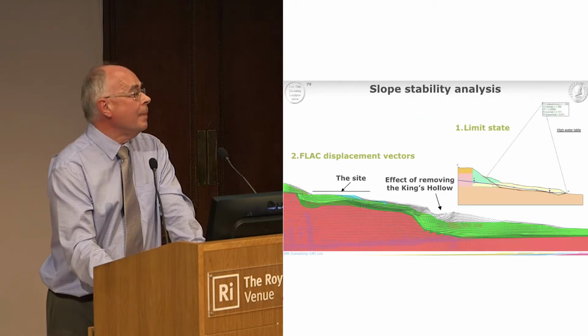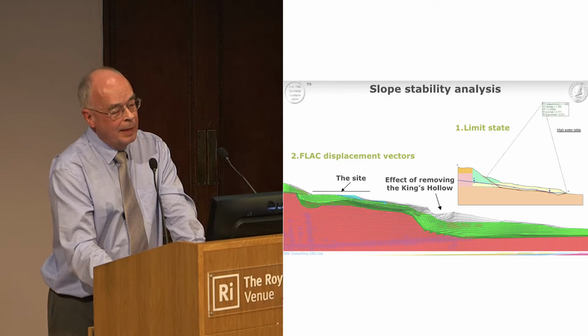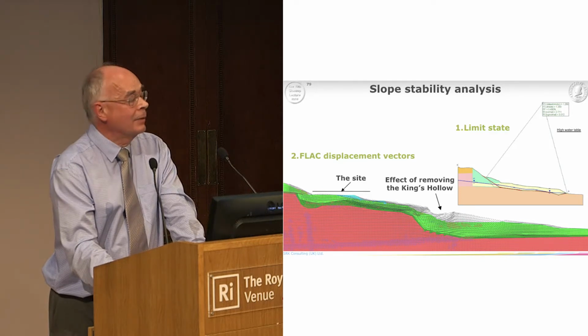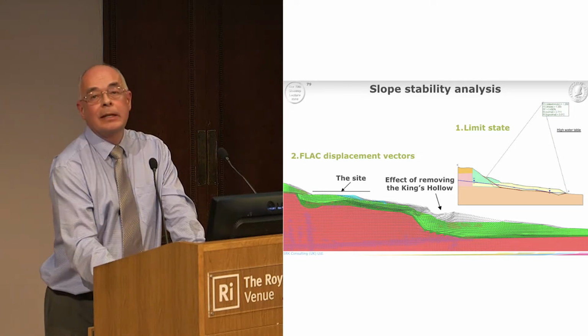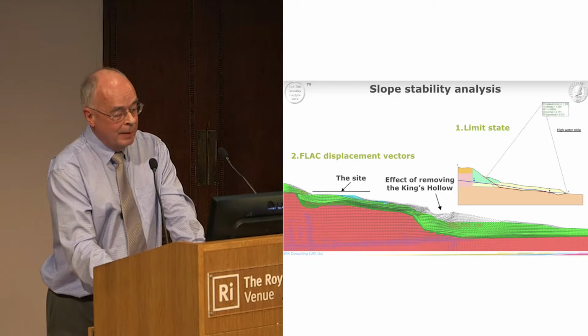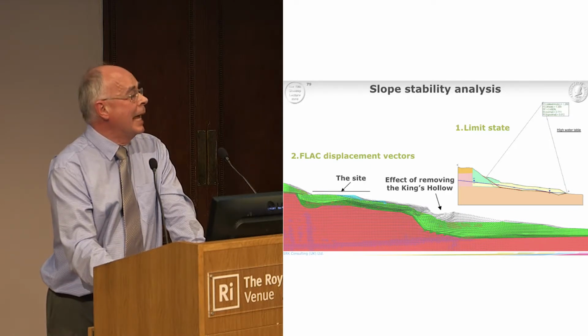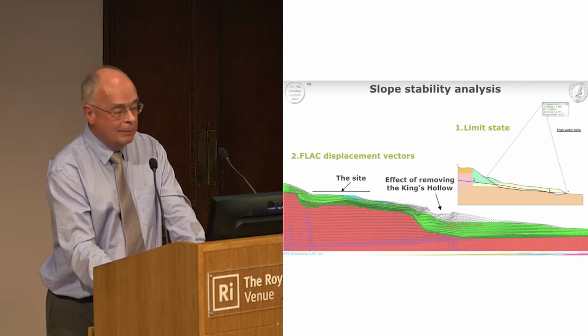And from that, we went ahead and did some slope stability analysis using the normal limit state methods and also some FLAC modelling. And the FLAC modelling vectors, as you can see on the bottom section, all seem to occur quite nicely in the colluvium. However we tried, we couldn't get any ductile flow in the body of the Kimmeridge clay formation.